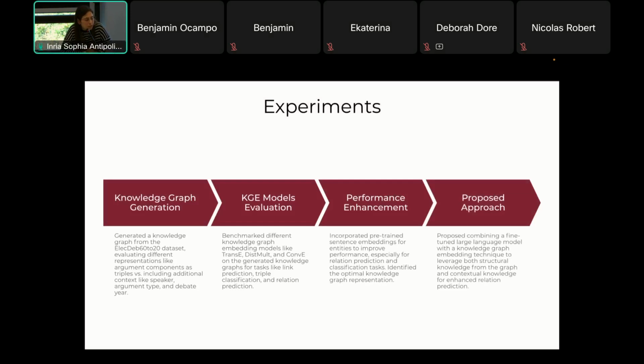First of all, we started with the generation of the knowledge graph, and later we evaluated this knowledge graph with the KGE models I showed you before. We evaluated these models using various tasks, such as link prediction and deletion, triple classification, and so on. We also tried some performance enhancement measures, such as using pre-trained embeddings. Finally, we arrived at the response to our research question by proposing an approach that combines a fine-tuned large language model with a knowledge graph embedding technique to leverage both structural and contextual knowledge.